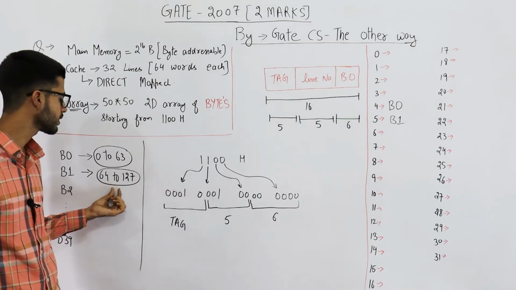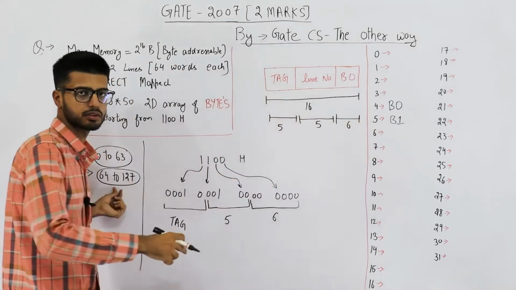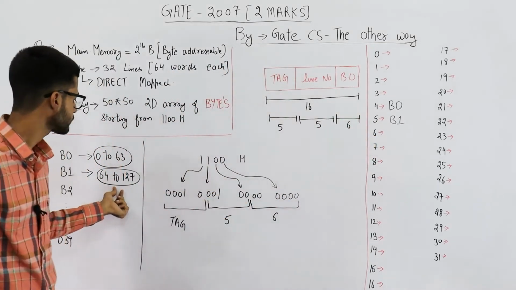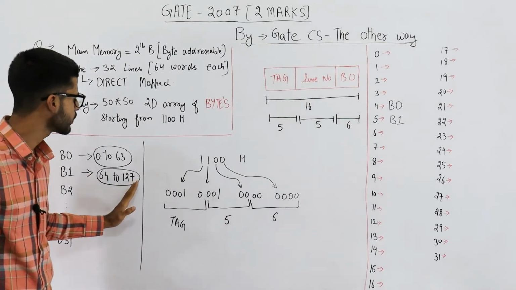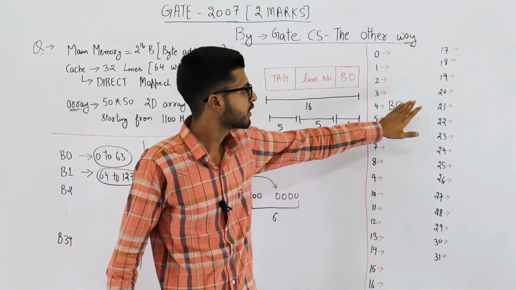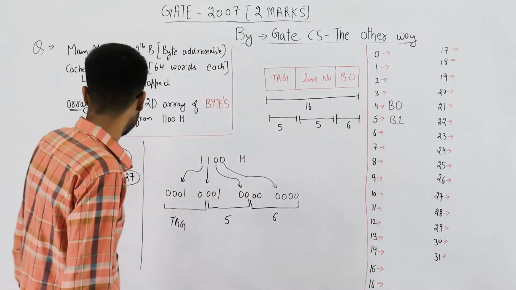It will be to word number 65. It will be found in this block, block 1, placed in line number 5 of cache. Then so on till 127, all of them will be a hit. So the first miss was here, the second miss was here. Now I think you have got the pattern.